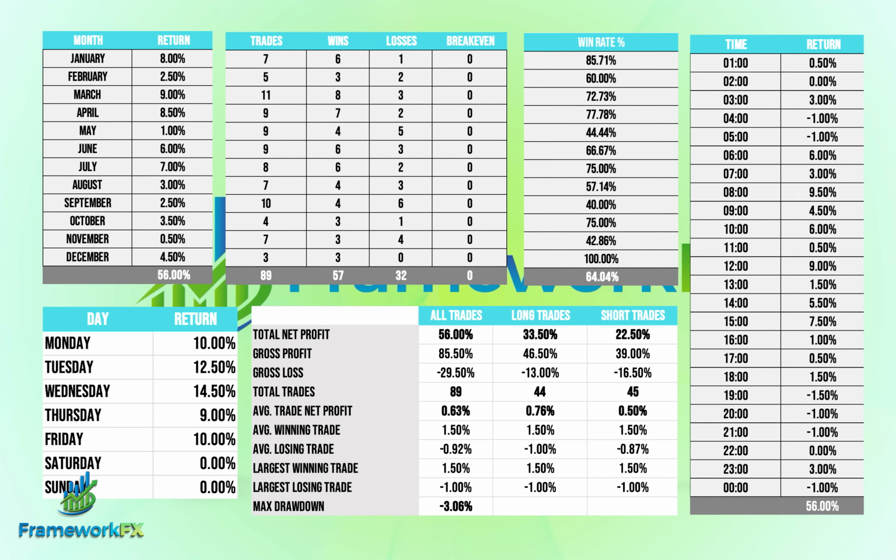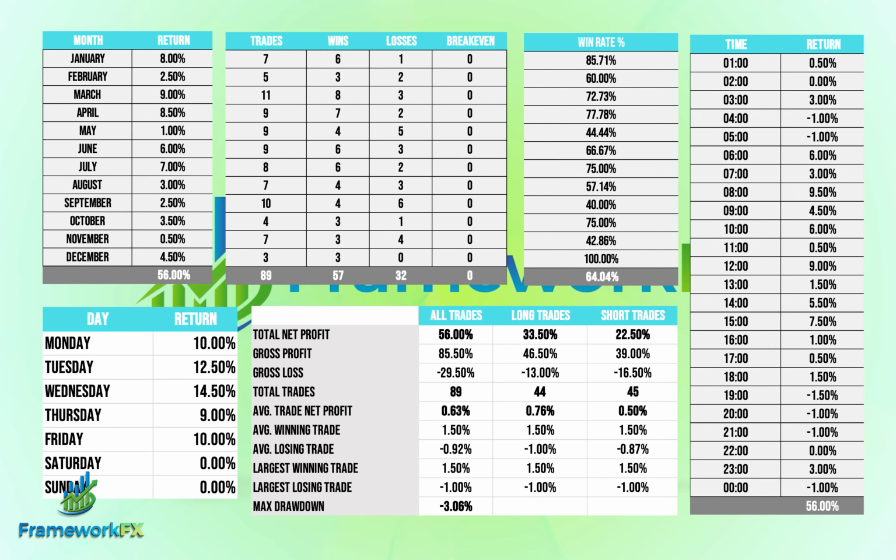Okay, so this strategy took 89 trades. It had 57 wins and 32 losses. Okay, so it averaged about, let me take a look at this, it averaged about 7 trades, just over 7 trades a month. So that's really not a massive amount of trades when you think about it. 7 trades a month.